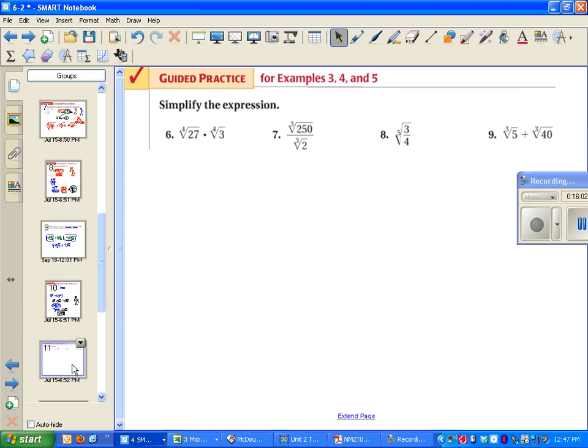Okay, so for guided practice, you're going to break these down. Break down 27. For 17, I would rewrite it under the same, for number 7, rewrite under the same cube root, and then you could reduce 250 and 2 first. Number 8, I would split that up, and then find 3 more 2's, and 40, just break down 40.